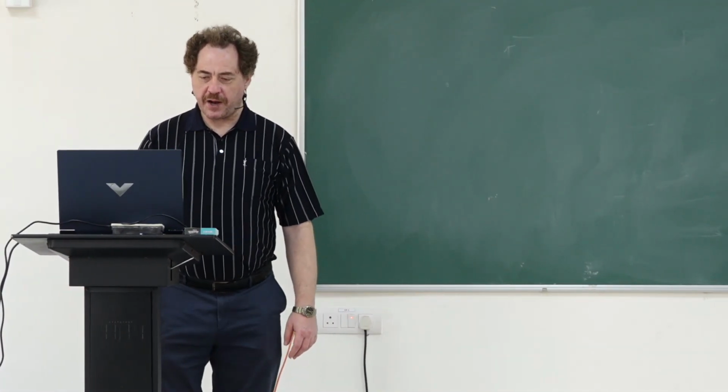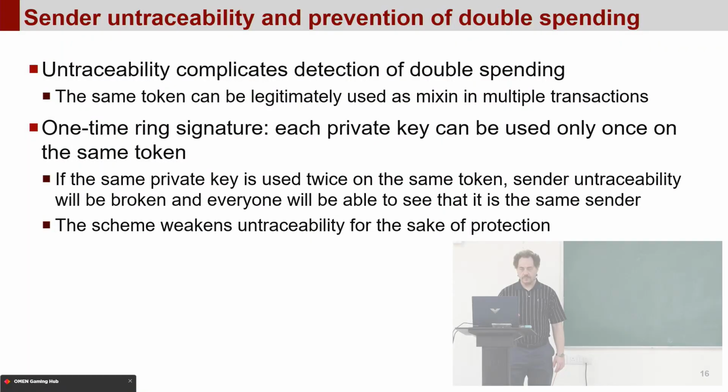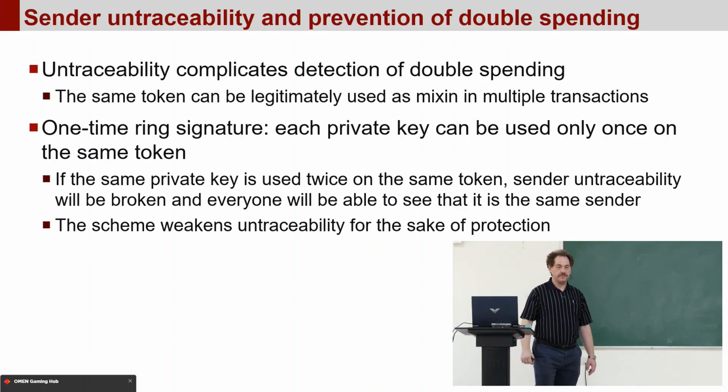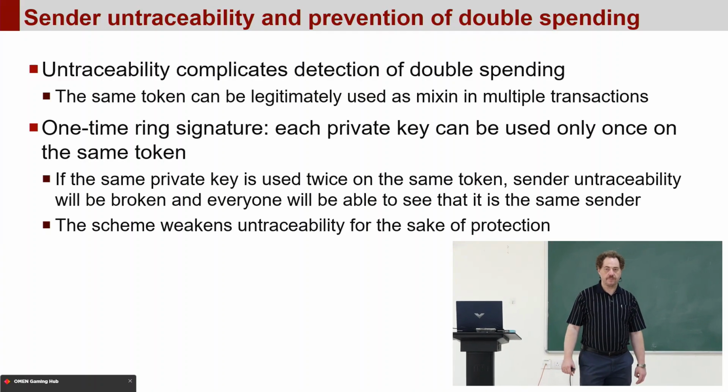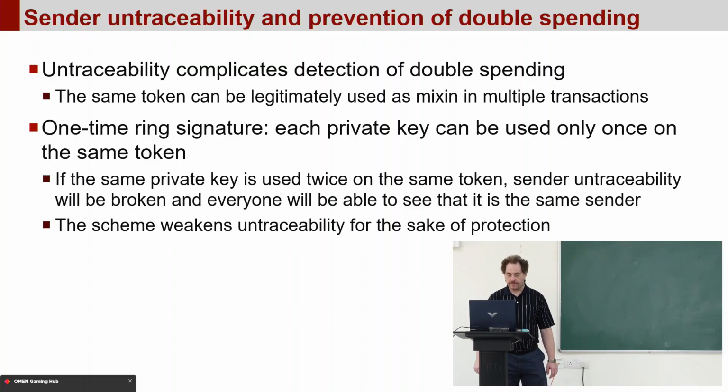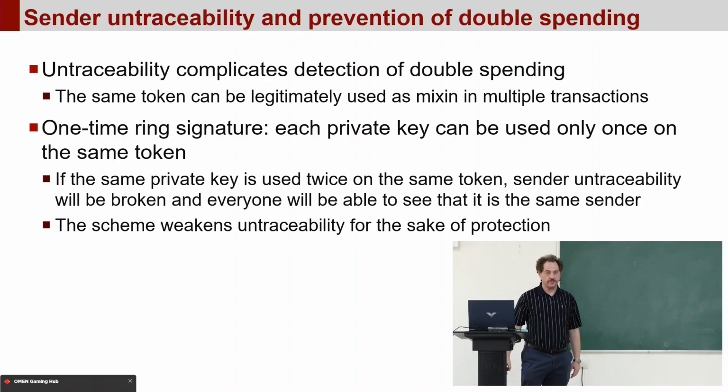So what happens if the same private key is used twice on the same token? In this case, the one-time ring signature mechanism deliberately breaks sender untraceability. And this way, everyone will be able to see that it's the same sender in both cases. So it's quite an interesting extension of the ring signature mechanism. Of course the scheme weakens untraceability for the sake of protection against double spending, so there is a bit of a trade-off.